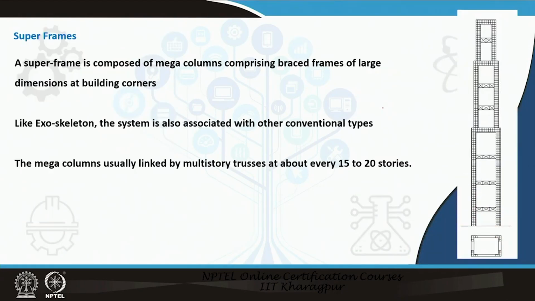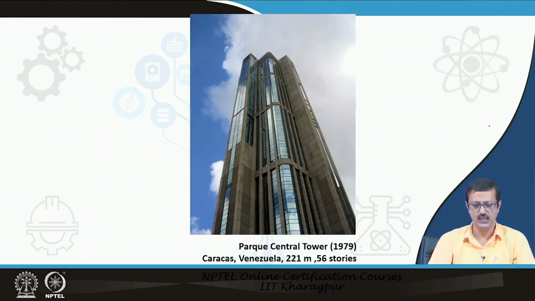And the super frames are supported by mega columns in the four corners, in the typical places where you require some kind of mega columns, and based on those mega columns the frames are constructed, but again I have written, associated with the other conventional type. These are the mega columns at the sides, and there are frames after frame, which create a kind of geometrical pattern in the building, infusing the conventional type tube systems also. One building is from Caracas, Venezuela, but those exoskeletons and super frames are still under consideration.